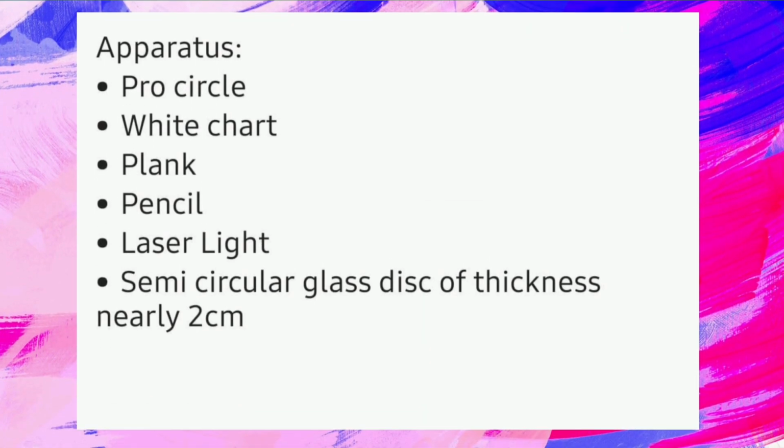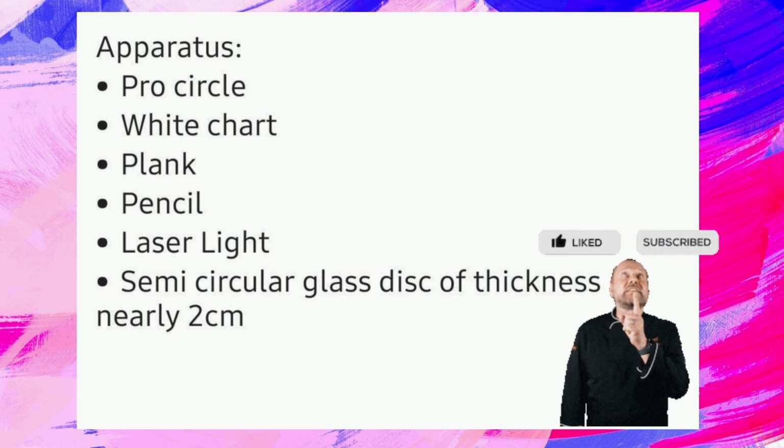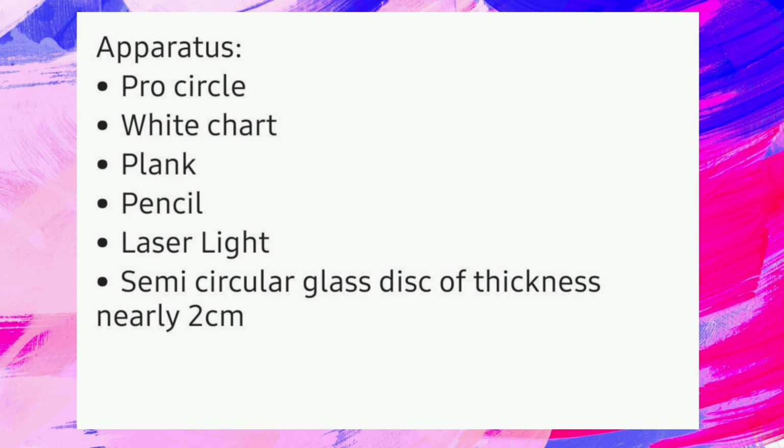The apparatus required for this activity is a protractor circle, a white chart, a plank, a pencil, laser light, and a semicircular glass disc of thickness nearly 2 cm. Let us go into the activity.